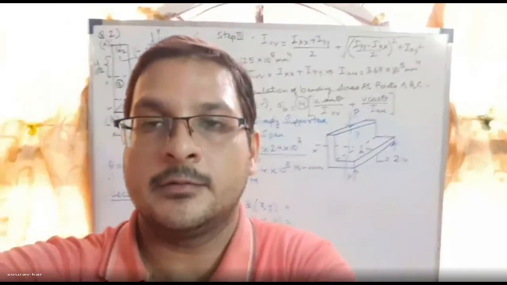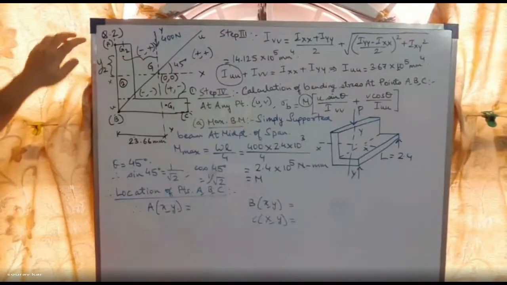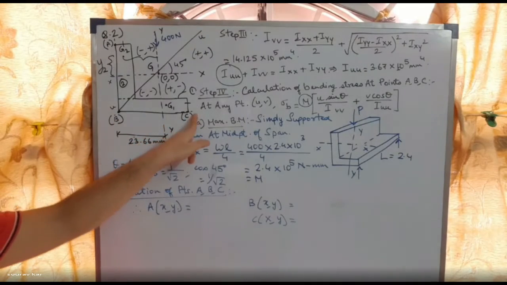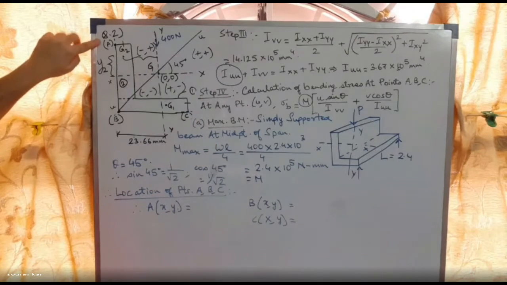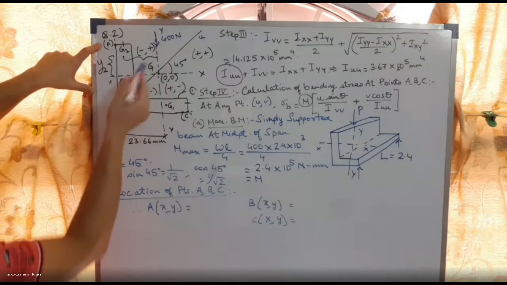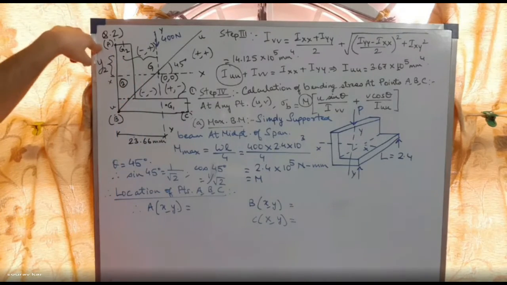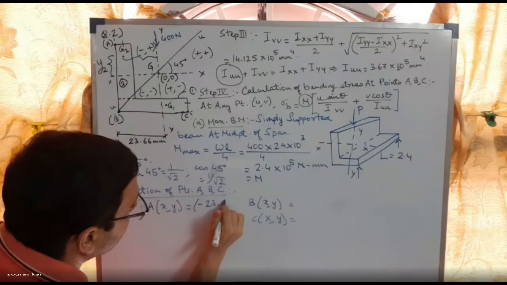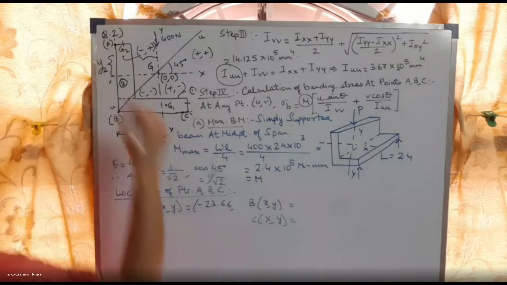So let me share, change the screen. Yes. So this point is A, this point is B, and this point, the right bottom corner, is C. The left top corner A, X and Y. So what will be X? X will be this gap. So A is in which quadrant? You tell me. Anyone? Second. So X is negative, Y positive. So X will be minus 23.66 and Y is this one.